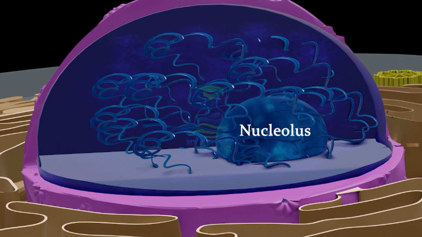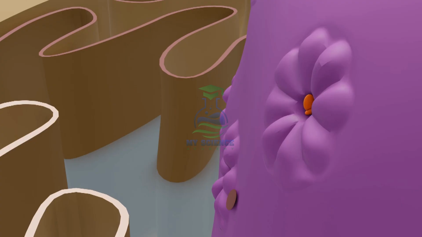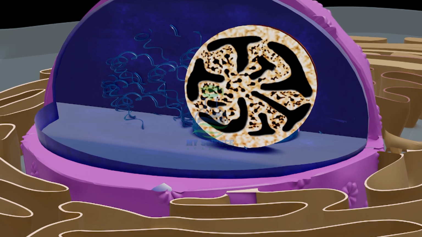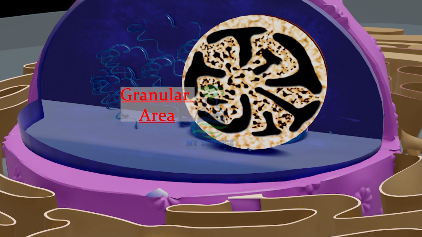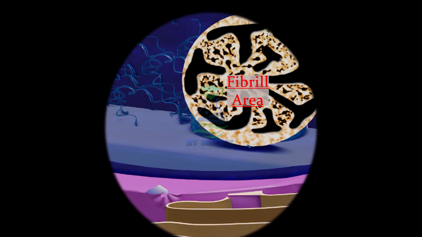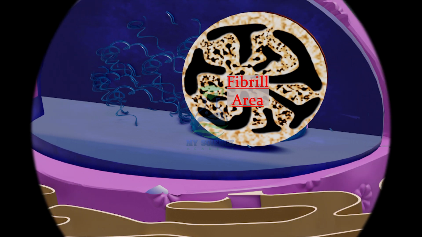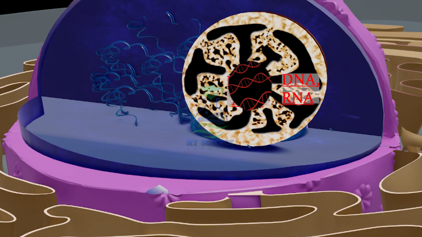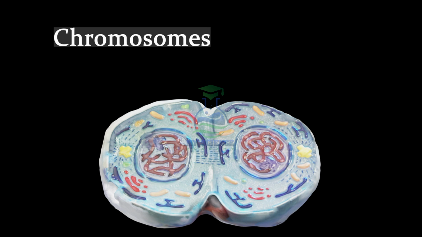The nucleolus is involved in the synthesis and storage of ribosomal RNA. It is the site where ribosomes are assembled, and they are exported via nuclear pores to the cytoplasm. It is composed of two regions: the outer granular area, which is composed of precursors of ribosomes, and the inner area, that is the fibril area, that contains large molecular weight DNA and RNA.